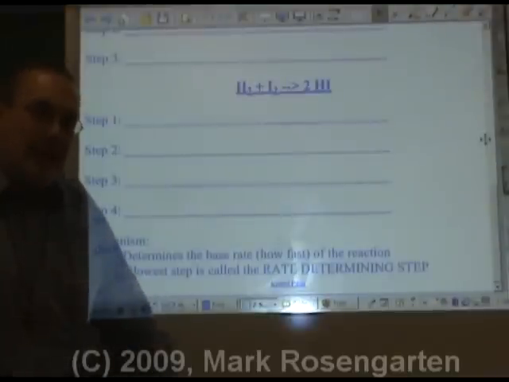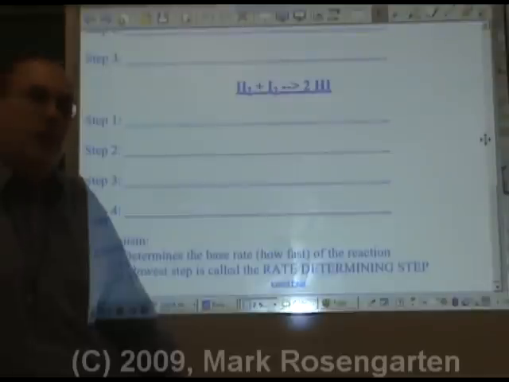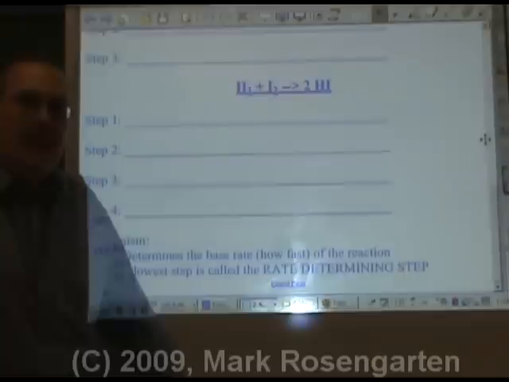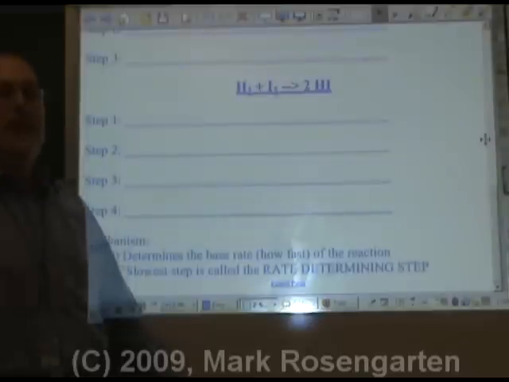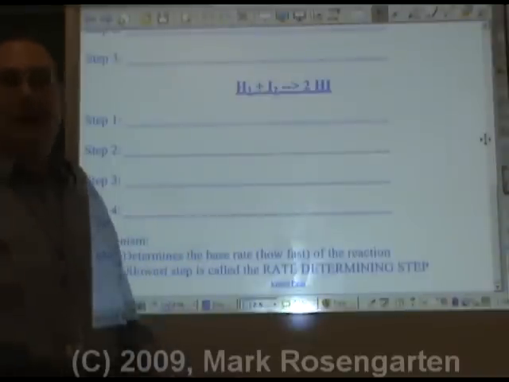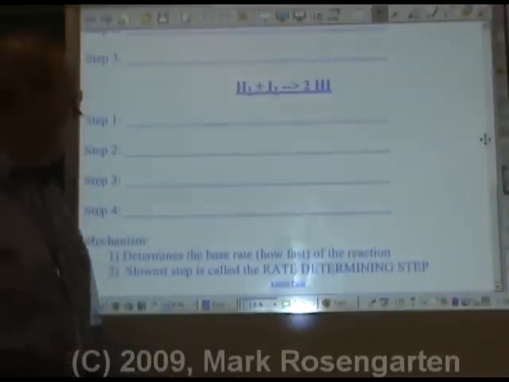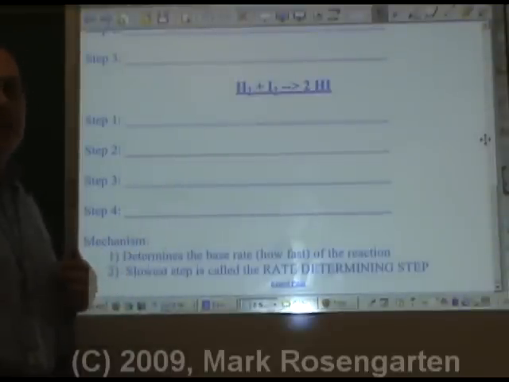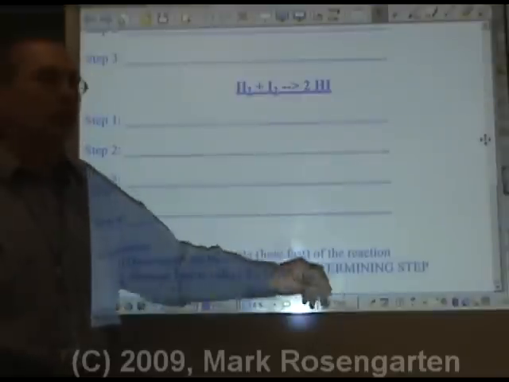Now, not all of these steps take the same amount of time. Just like when you're cooking, not all the steps take the same amount of time. Usually, when you're cooking, what takes the most amount of time is the baking time. Unless, of course, you're doing something like grilling that doesn't take all that long. When you're cooking, whichever step takes the longest is going to determine how long it takes you to do that recipe. For example, if it takes you 5 minutes to mix together the ingredients and then 2 hours to bake it, it takes about 2 hours for the whole process to happen. Therefore, the slowest step is going to determine how fast the reaction takes place. It's called the rate determining step.